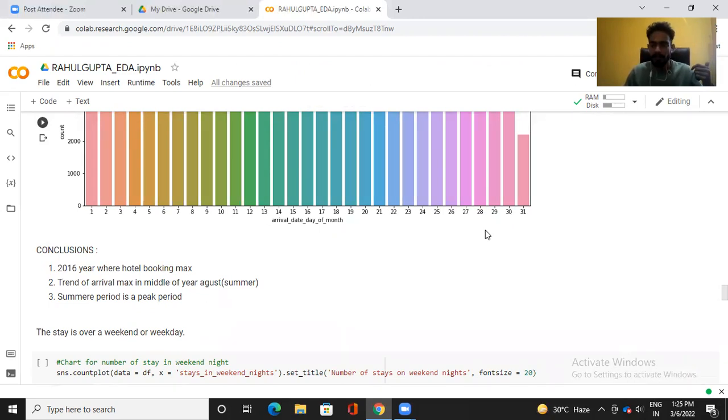And also, I found there is a chance that August is a summer month. That's why most of the people are coming. So according to that, we will plan for capturing more customers, and what different types of advertisement and all these things for people to come to their hotel. Okay, and summer is definitely a peak period.